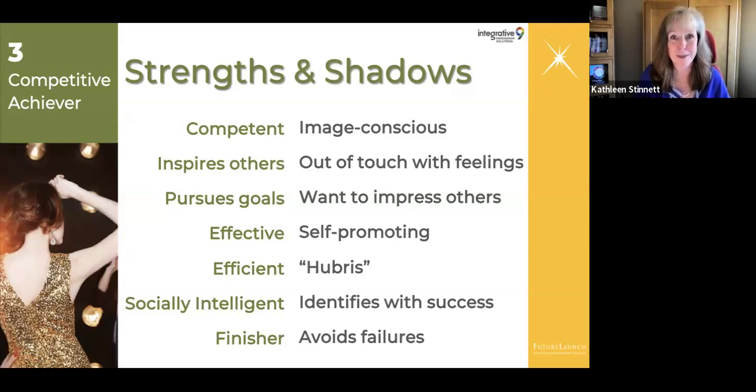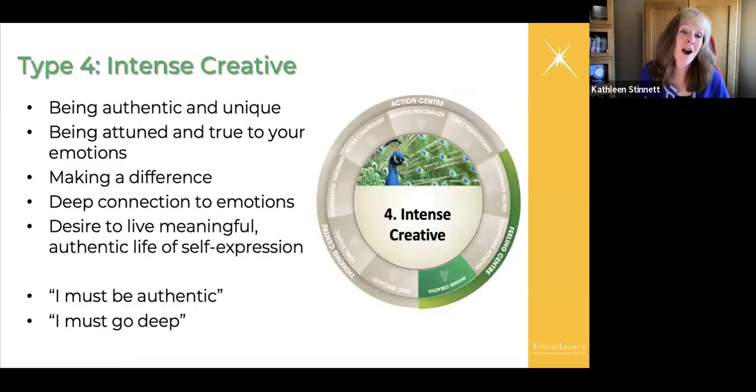Our 4s are called the intense creatives. And if you just separate those two words, intense, they feel feelings deeply. They feel the full range of feelings. They're comfortable with emotions, theirs and others. And they tend to be more creative, more self-expressed.